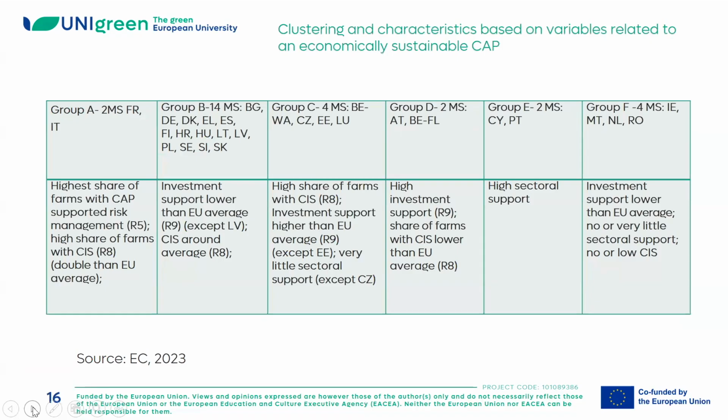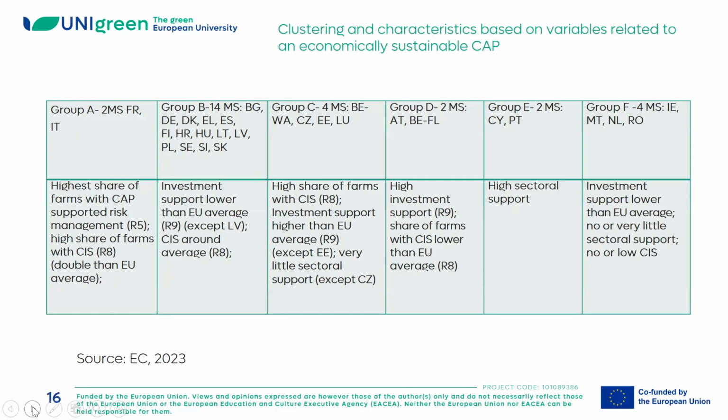Regarding economic aspects, the criteria for clustering are the risk management tools used, coupled income support, sectoral support, and investment support in rural development. You can see here the groups are 6. The first one is only 3 countries. France and Italy show the highest share of farms using CAP-supported risk management tools, reflecting strong engagement with insurance, mutual funds, and other instruments. They also record a very high share of farms receiving other support, and this combination demonstrates a strong reliance on the common agricultural mechanism for both risk stabilization and sectoral competitiveness.